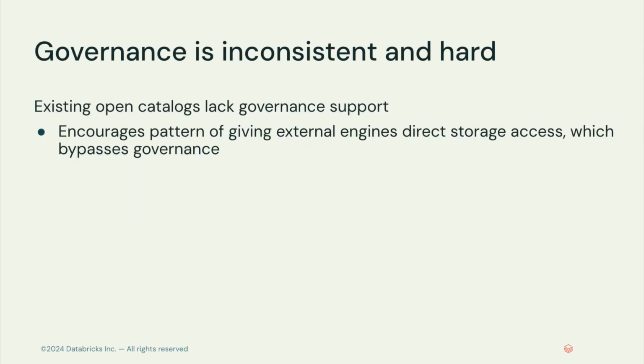So the third problem which we've heard from customers is governance. As I said, governance is very important for enterprises, and it is not optional, it's regulatorily mandated. But governance becomes inconsistent and hard. Many open catalogs like Hive did not come with governance built in. So first they encouraged a pattern where, if you wanted external engines to have access, you had to give external engines direct storage access. And this can lead to giving either too broad or too limited an access, which can bypass governance, right?